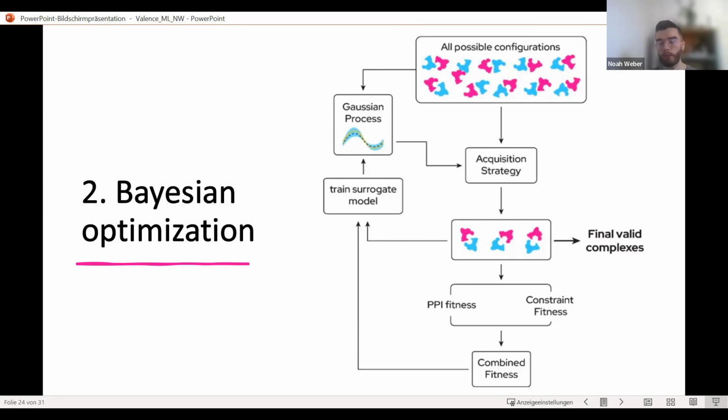And where we start from is a couple of data points that we need to initially evaluate. So we are starting here with a couple of points, and with Bayesian optimization, essentially what we are trying to learn is this black box function for which we don't know the true values, but we are trying to approximate them with a certain objective function. This objective function that depicts, so to say, the goodness of our sample data points is exactly PPI fitness, constraint fitness, and the PROTAC fitness.